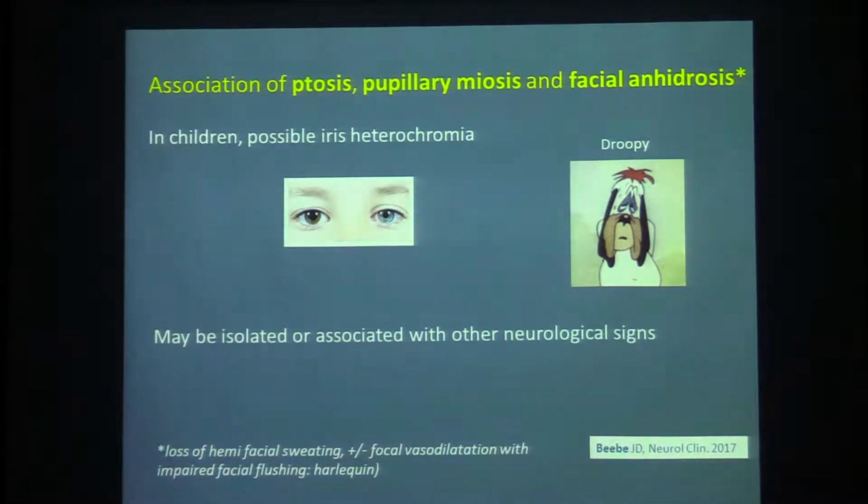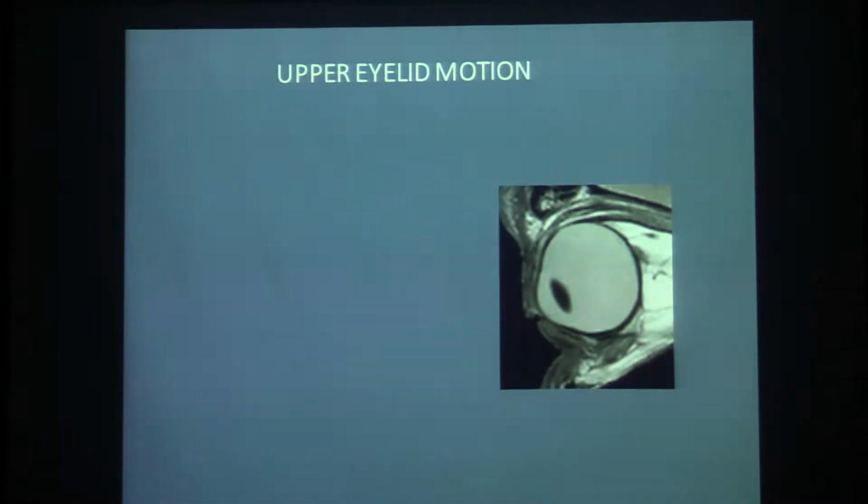This syndrome may be isolated, or it may be associated with other clinical signs. The main thing you have to remember is that it may reveal very severe underlying disease, which means that when you have a Horner syndrome, unless you have a very specific and very obvious cause, you have to do imaging to know what's happening.